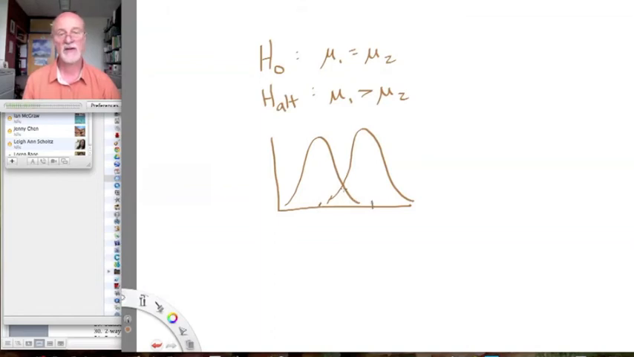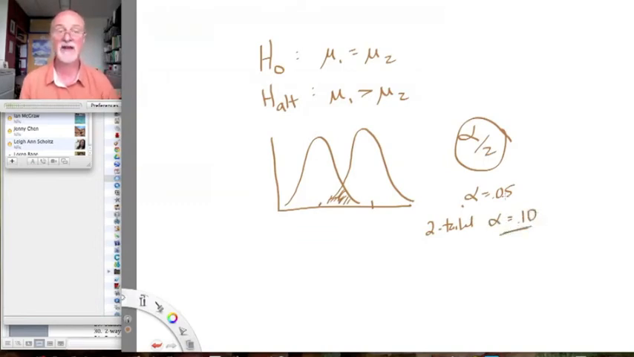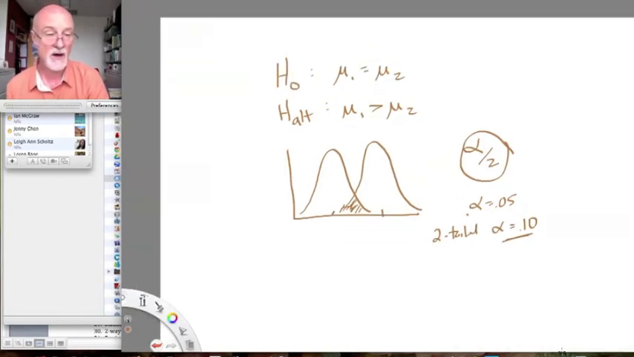So that means we're only going to look at the probability under half of, in other words, we're going to have alpha over 2 as our probability, our cutoff. And so, for example, if we wanted a one-tailed test where we would have alpha equals 0.05 for the one-tailed test, we would look at the two-tailed alpha equals 0.1, right? Because we only need to have it different on one side.